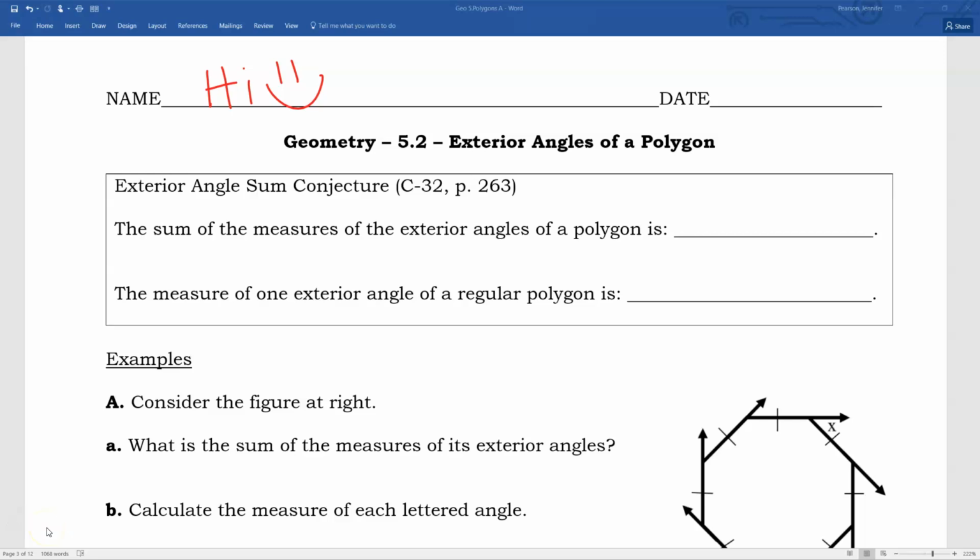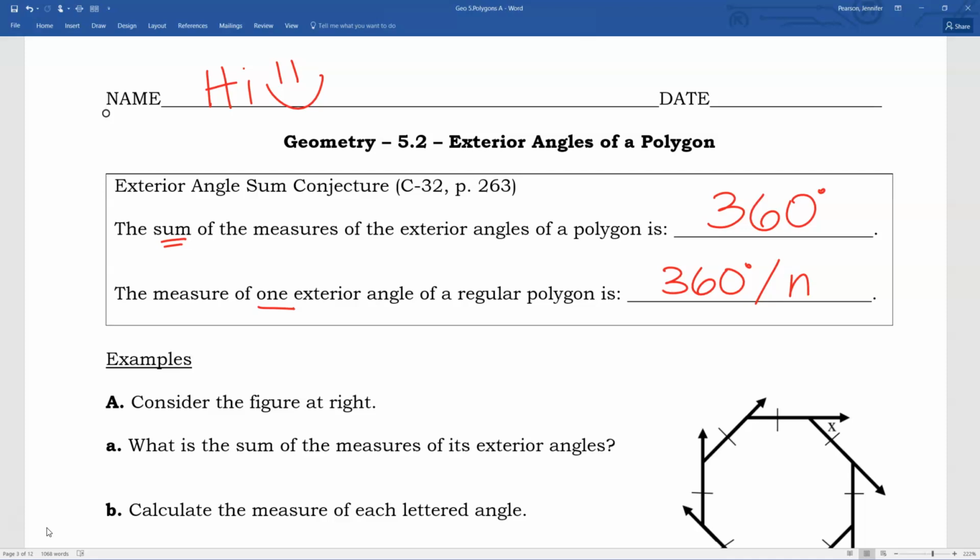This is Geometry Lesson 5.2, Exterior Angles of a Polygon. Our exterior angle sum conjecture states that the sum of the measures of the exterior angles of a polygon is 360 degrees. The measure of one exterior angle of a regular polygon is 360 degrees divided by the number of angles in the polygon. So sum would be all of the angles put together.